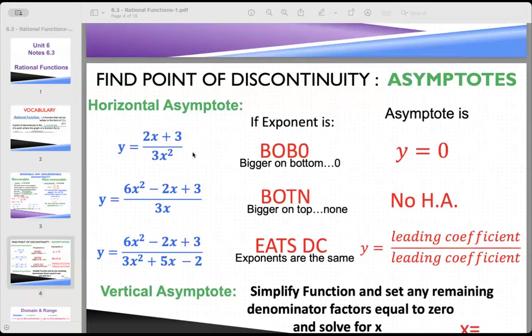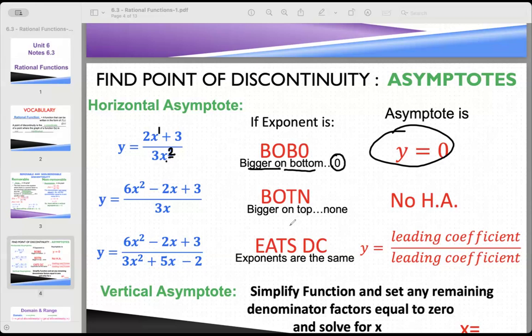Okay, Amma, nothing. This is just for you to remember, with good intentions. I don't know who is teaching you, but somebody who put up these notes is trying to help you. Bigger on bottom. See, the power of x is bigger on bottom. Asymptote is y equal to 0. You see it? So bigger on bottom means y equal to 0.